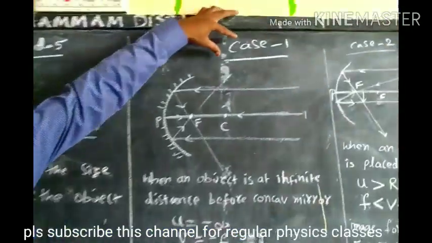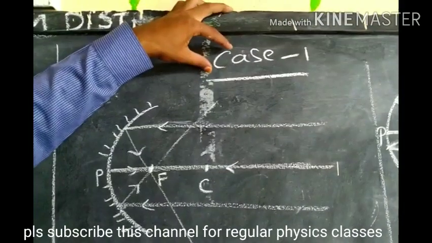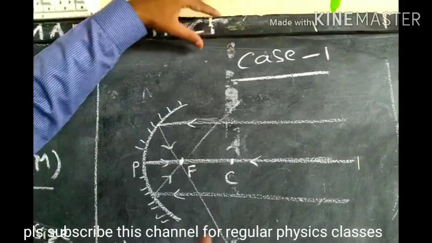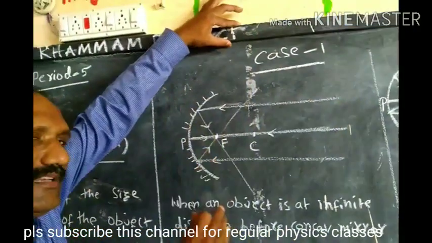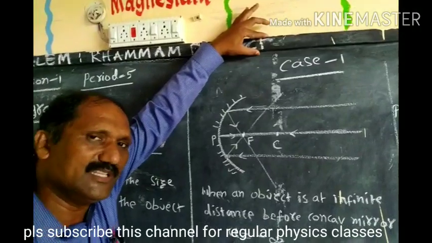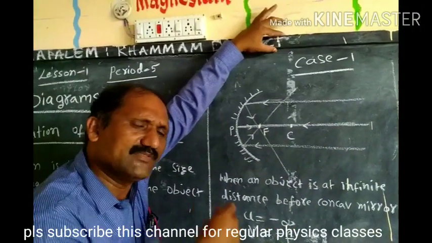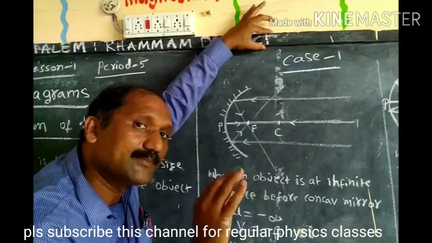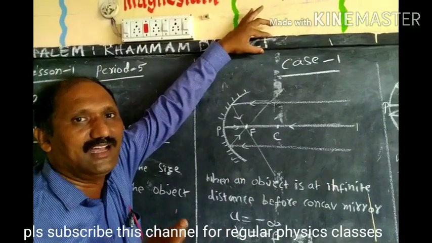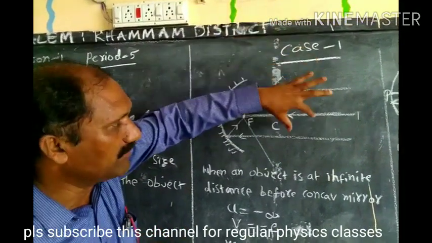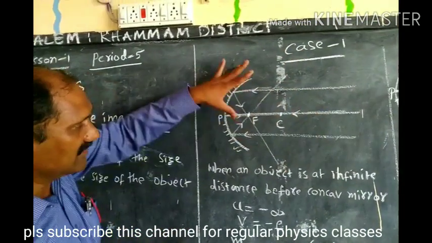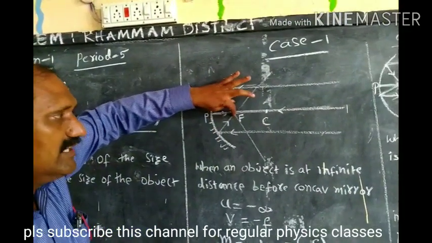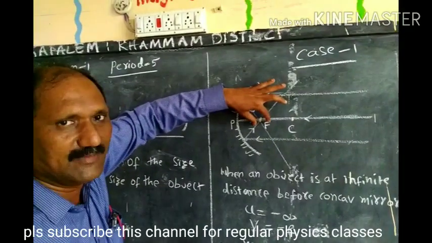For the first case, we have come through this case in the previous lessons also. When the object is at infinite distance, means it is very far away, the rays from the object are parallel. They are parallel to the principal axis. They are incident on the concave mirror. We have known that they meet at the focal point.